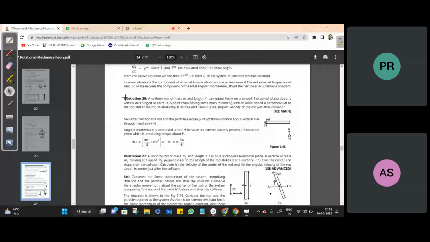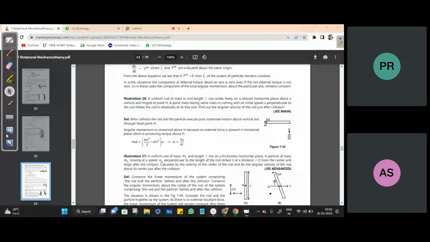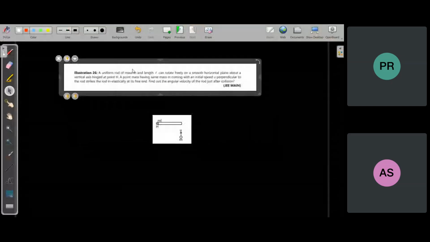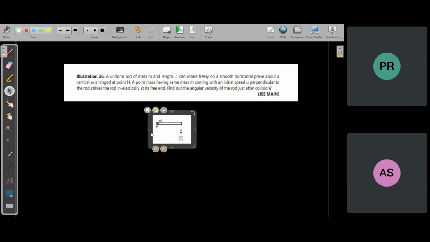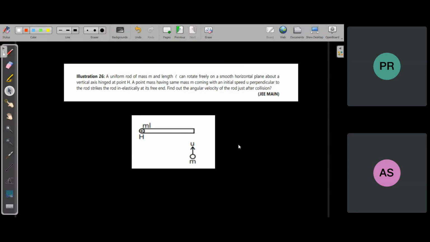So if you are getting it now, start with this simple question first. This is a JEE Mains question. You can try this one. Try this question.